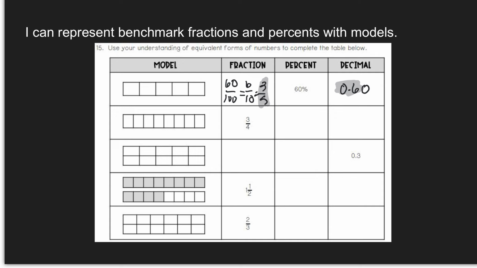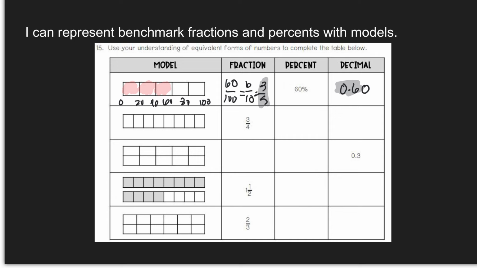And then for our model, it looks like these are split into 20%. So for 60%, I would do 1, 2, 3. If we were to label this real quick, I would say 0%, 20, 40, 60, 80, 100. So that helps a little bit.